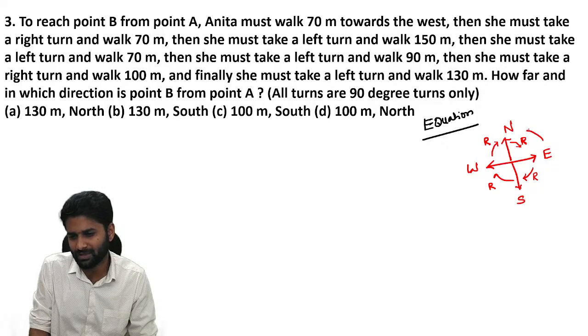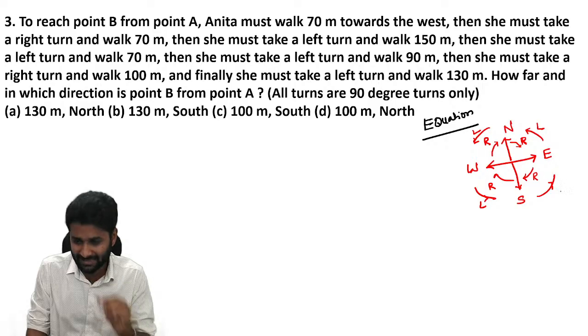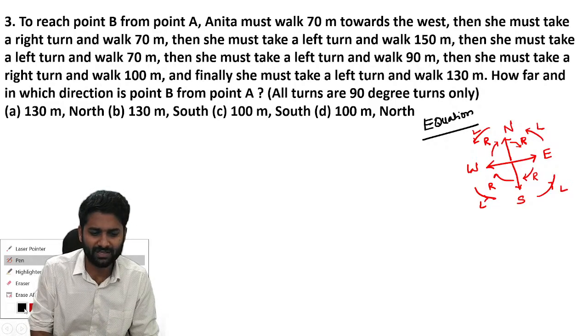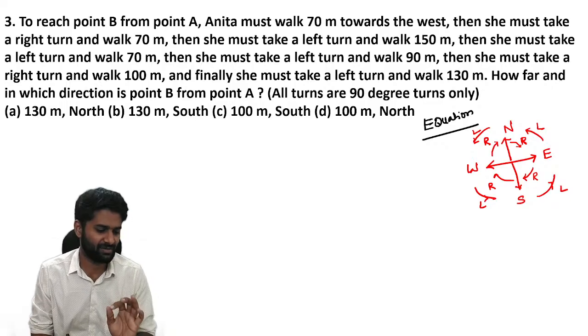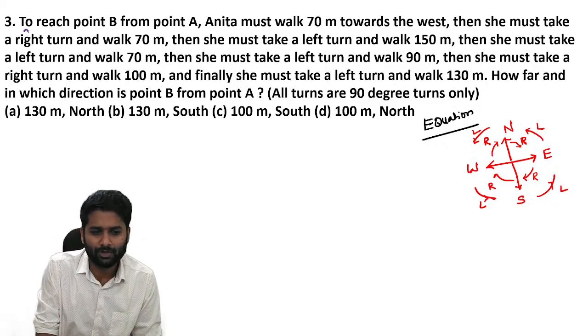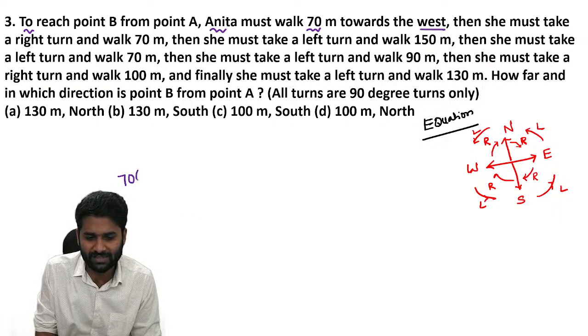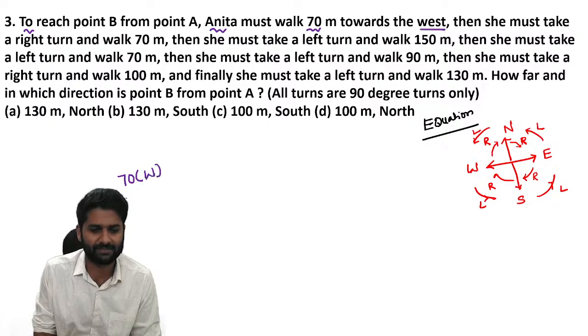Same way, east's left side is north. North's left side is west. West's left side is south. South's left side is east. Guys, I don't want to draw the picture, so try to understand this equation method. First of all, to reach point B from point A, Anita must walk 70 meters towards west. The first equation says that the person is moving towards west and covered 70 meters.